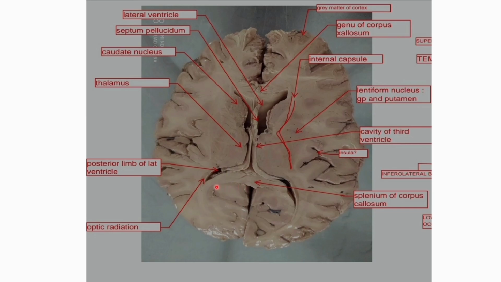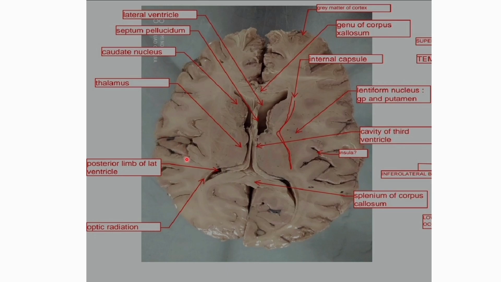Superficially, the gray matter is all the way around the brain. So this is the gray matter which surrounds the brain superficially. We can see part of frontal lobe here, part of occipital lobe posteriorly, few portion of temporal lobe.